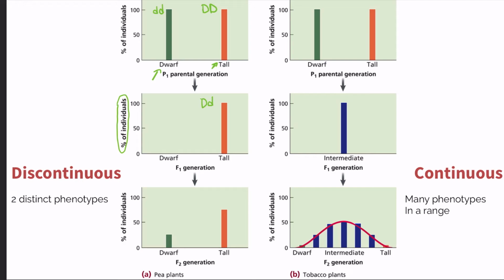And if we were to cross this, what we'd get is 75% is going to be tall, right? They could either be big D, big D, or big D, little d. And then 25% are going to be dwarf. This is what we've been talking about. All of those Mendelian inheritance Punnett squares have been discontinuous traits.